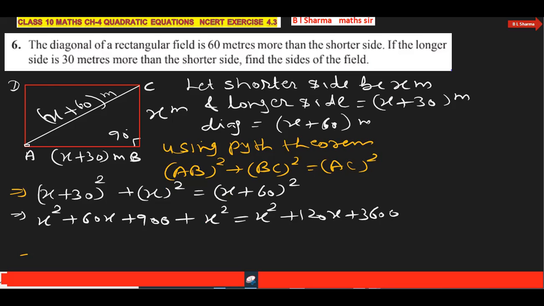So it will be the quadratic equation on solving it. It will be x square is cancelled by this x square. So it will be x square minus 60x minus 2700 is equal to 0. मैं इसको डायरेक्टली सिंप्लीफाई कर रहा हूं, आप इसको कर लीजिएगा. Yes. Now this is a required quadratic equation.